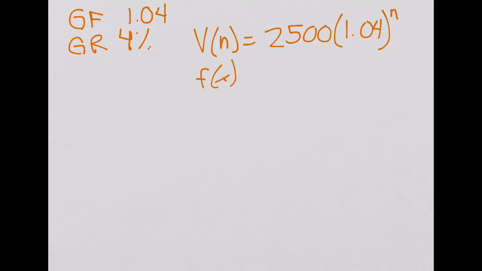Okay, if you had to write an equation for number 7 that represents the value of the stamp collection, you would say that the value for any year is 2,500 times 1.04 to whatever year you're trying to find. So that's one way to write an equation. You could have said f of x. You could have even just said y equals, I don't care.